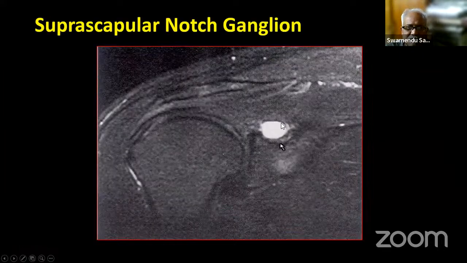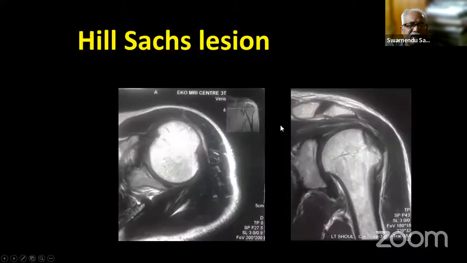Sometimes you can see this is known as the suprascapular notch ganglion. Because of the SLAP tear, the fluid goes there, and there is a formation of the ganglion which can compress the suprascapular nerve, and this will give rise to the wasting of the infraspinatus.